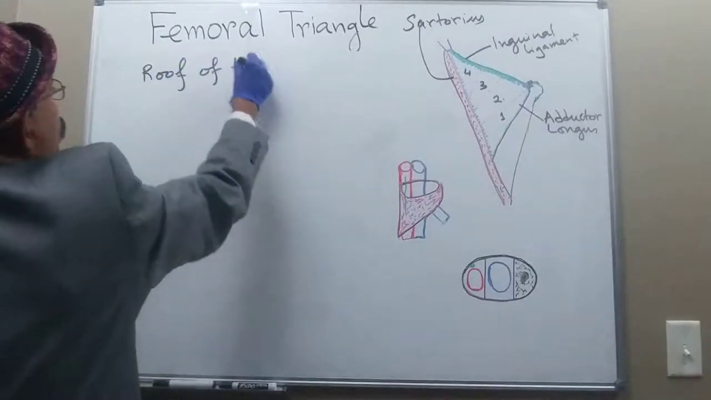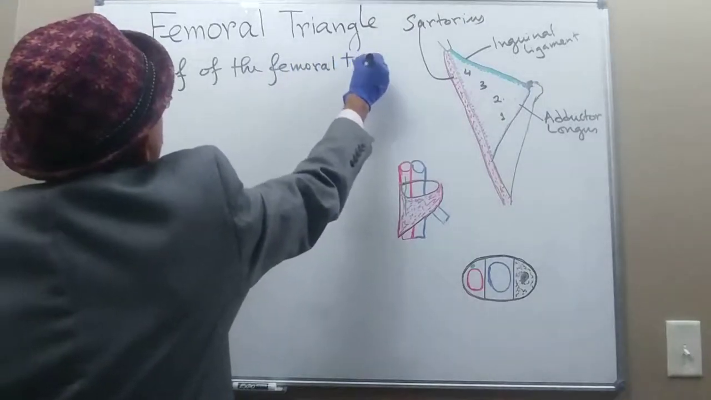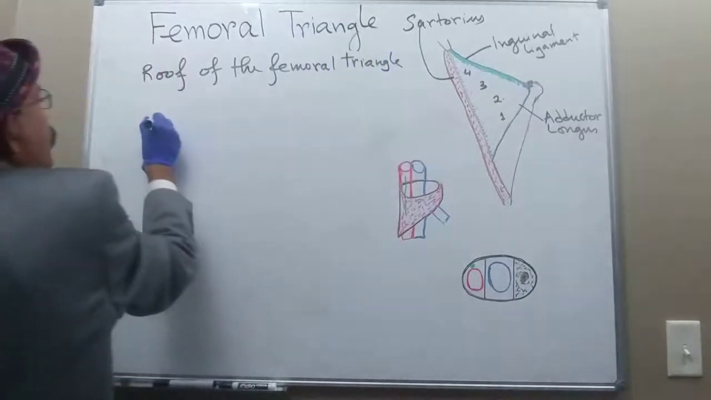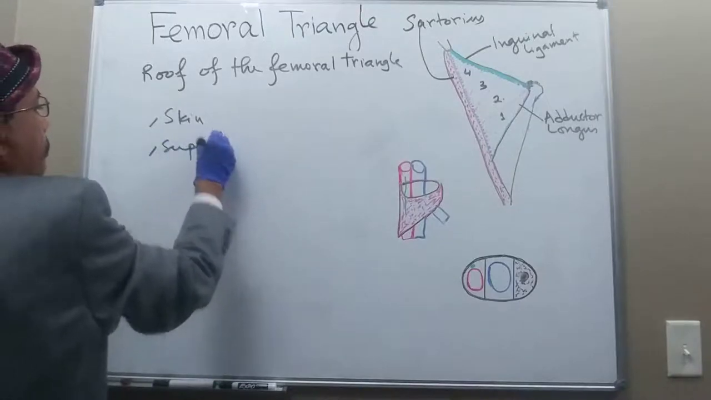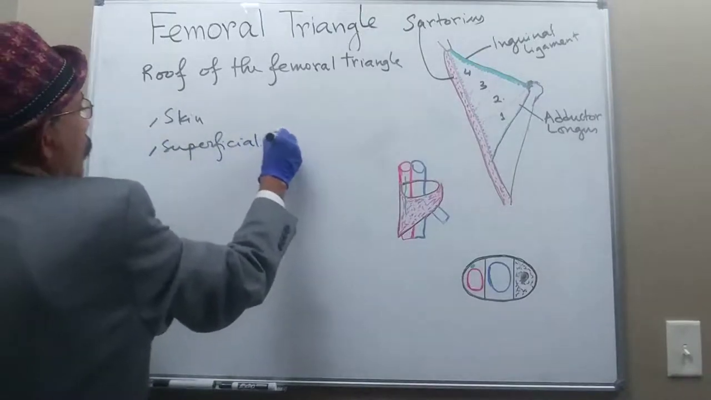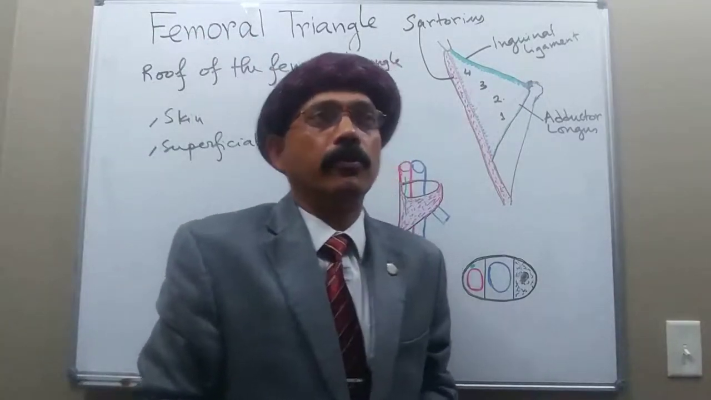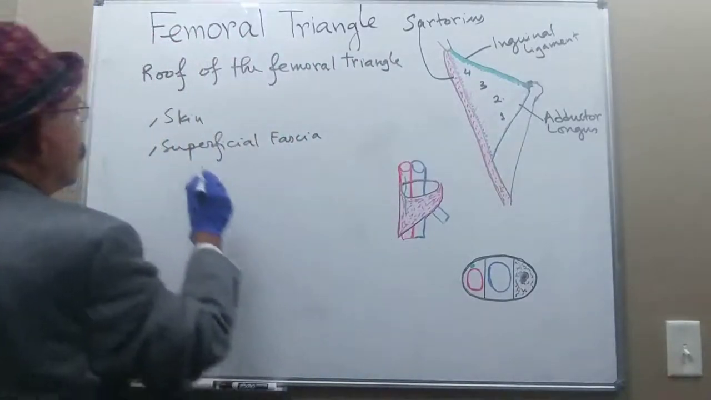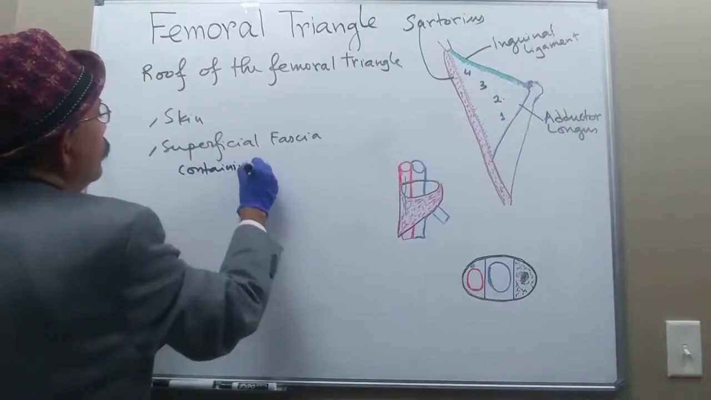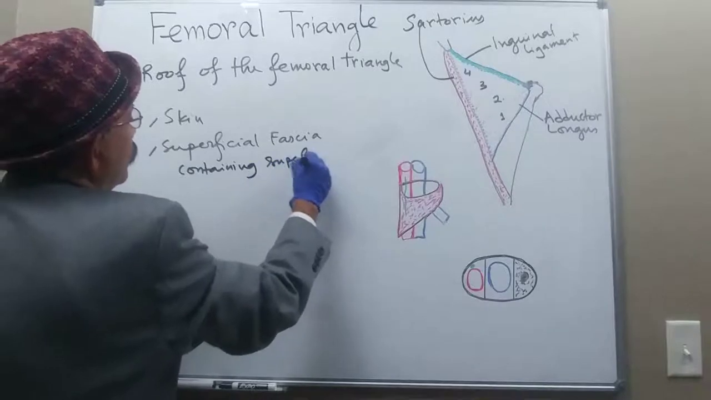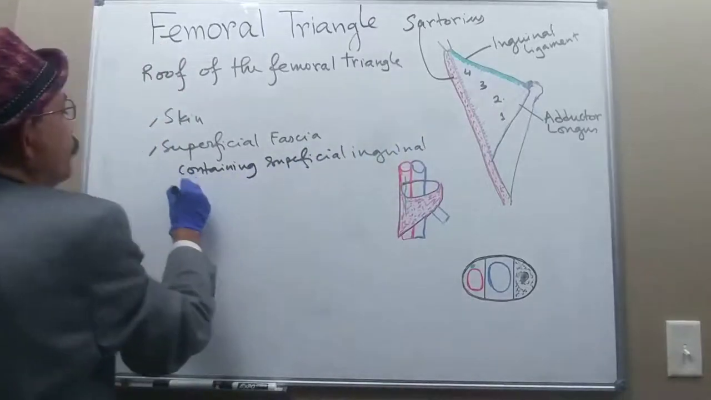The roof of the femoral triangle is formed by the skin and superficial fascia, and that superficial fascia contains some lymph nodes, the superficial inguinal lymph nodes.